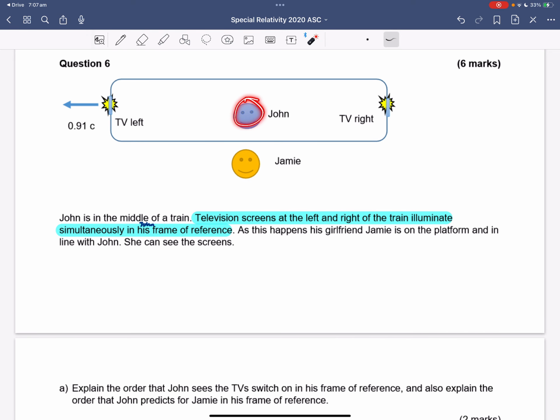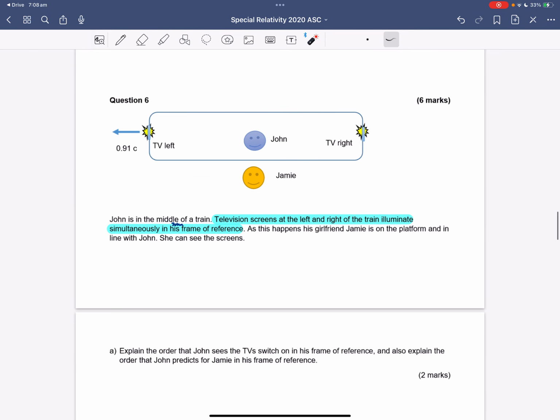Obviously, if John thinks this light and this light illuminate at the same time, it means the lights are reaching him at the same time. That's because John thinks that, because this distance equals this distance, and the speed of light is the same, the time will also be the same. So effectively, John believes that both TVs are illuminated, so they turn on simultaneously. They both travel equal distances at equal speeds to reach him, so the lights will also reach him at the same time. So, explain the order that John sees the TVs switch on in his frame of reference.